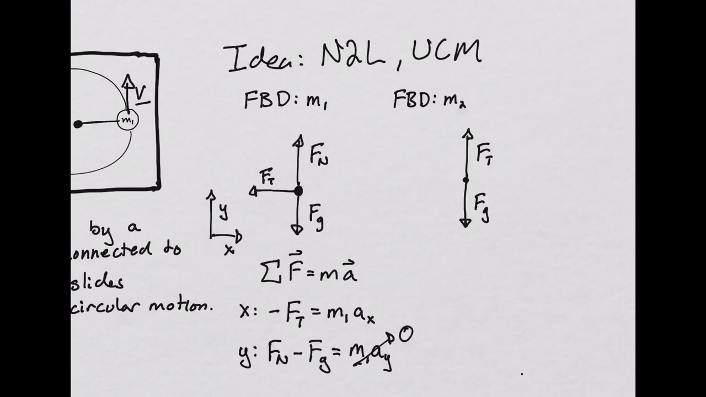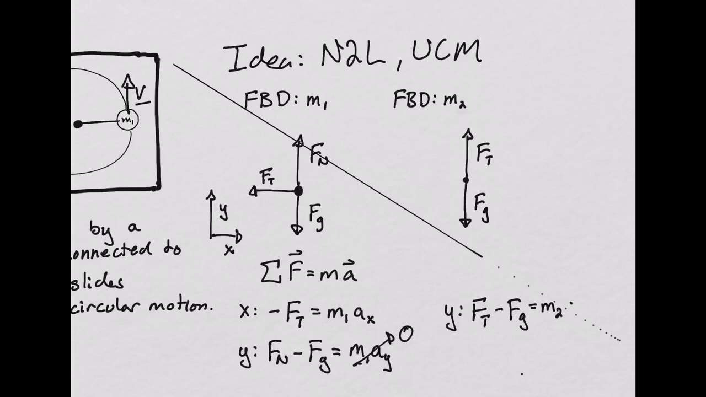For the second object, we only have a y direction, so we don't need to bother with the x direction. Writing that down, in the y direction we have positive a force due to tension minus a force due to gravity is equal to the mass M2 times the acceleration. But again, the acceleration for that suspended mass should be 0. It is not going anywhere, and more specifically, it's not accelerating.